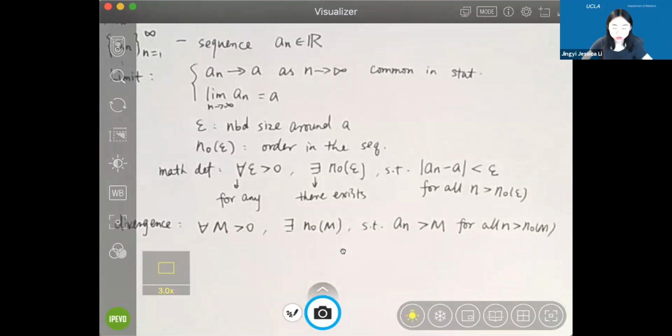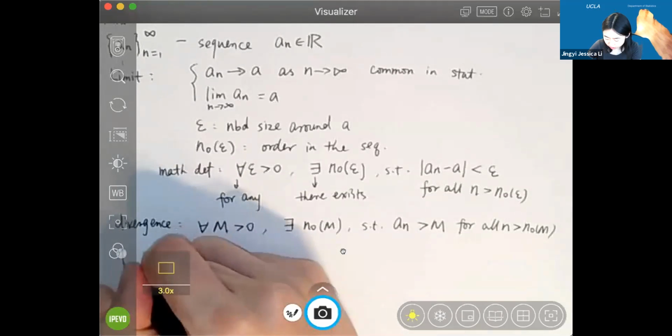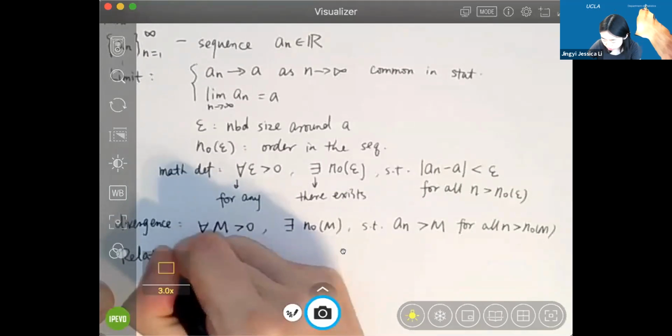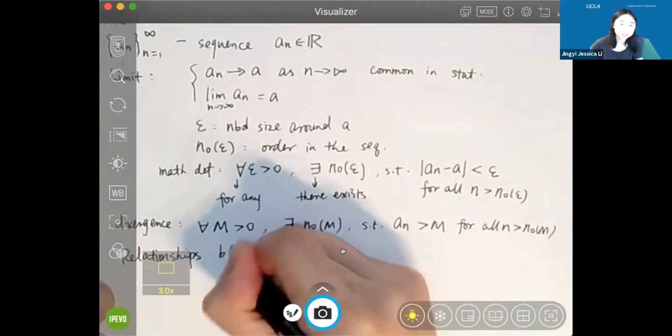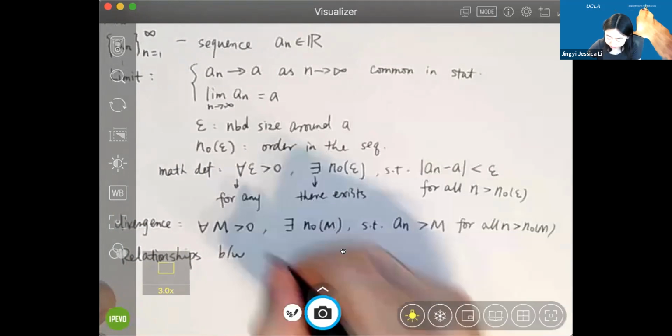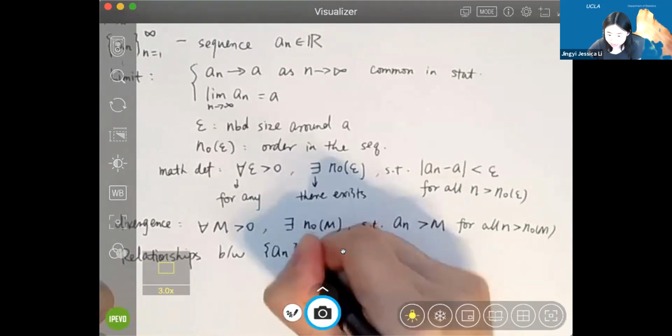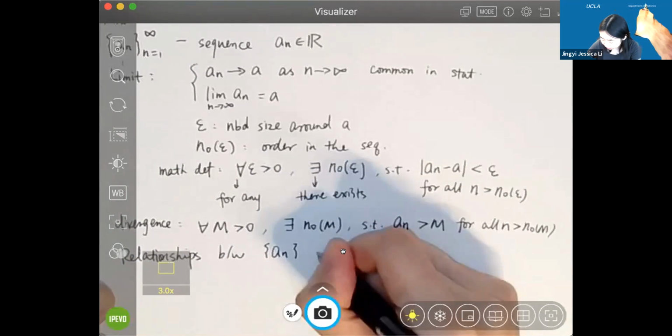So with those two things, why do we want to define this? The reason is that we're going to talk about the relationship between two sequences, and that's the key thing that gives us a starting point. The relationships between two sequences, we call them a_n and b_n.